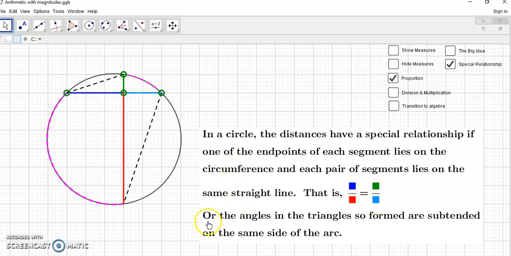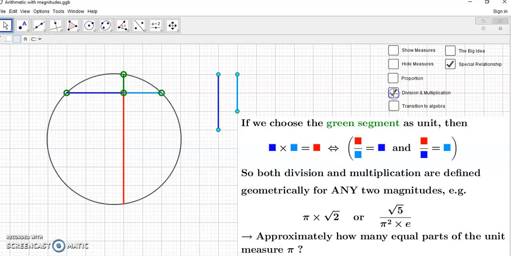And we know from a theorem in geometry that the angles in a triangle, if we join these dotted lines, so formed are subtended on the same arc. So these two angles here are subtended on this big arc, and this angle is subtended on this little arc here in pink. Okay, so we get to division and multiplication as follows.